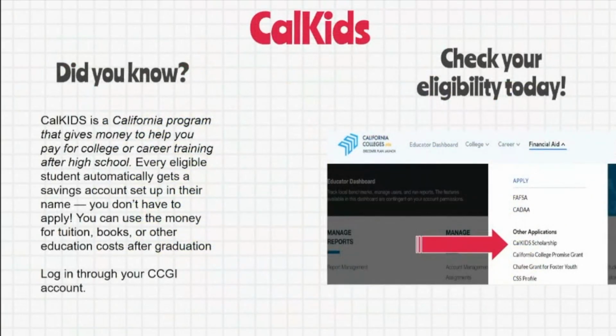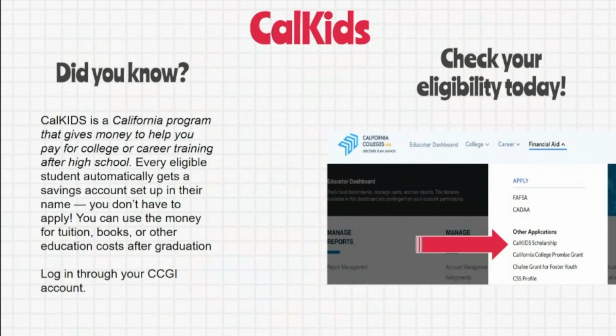All right, so one other thing we did want to highlight is Cal Kids. The state of California created this program a couple years ago. It is a program that gives money to help you pay for college or career training after high school. Every student who is eligible will automatically get a savings account set up in their name. So you don't have to apply, but you can check if you are eligible. You could use this money for books, tuition, and other educational costs for college after graduation.